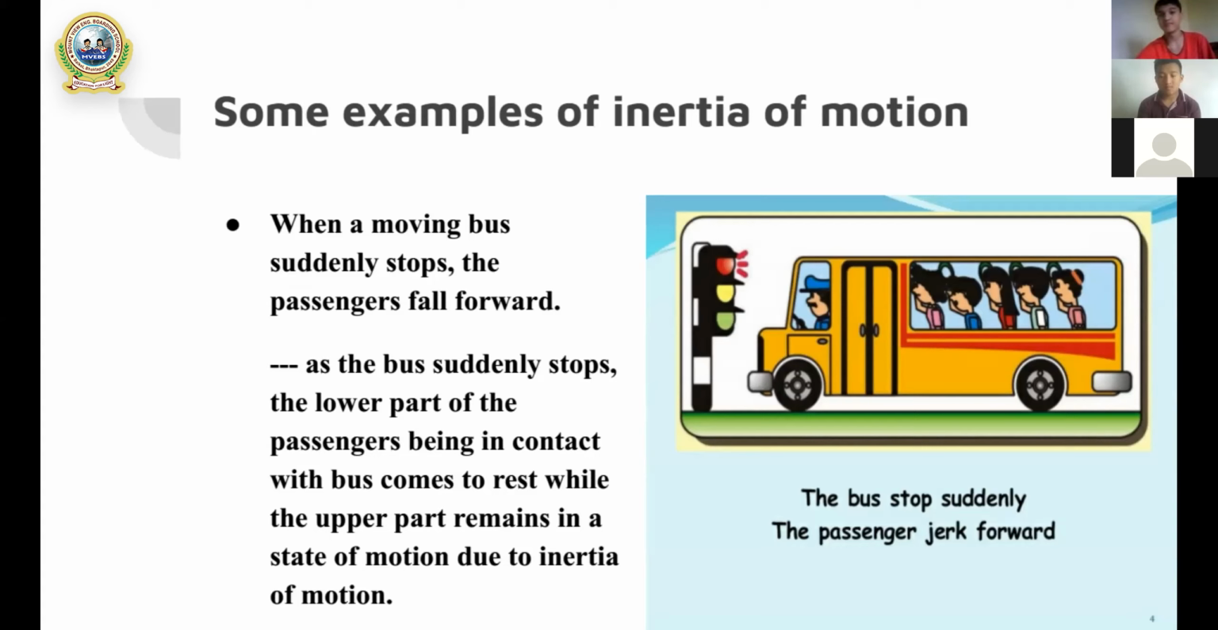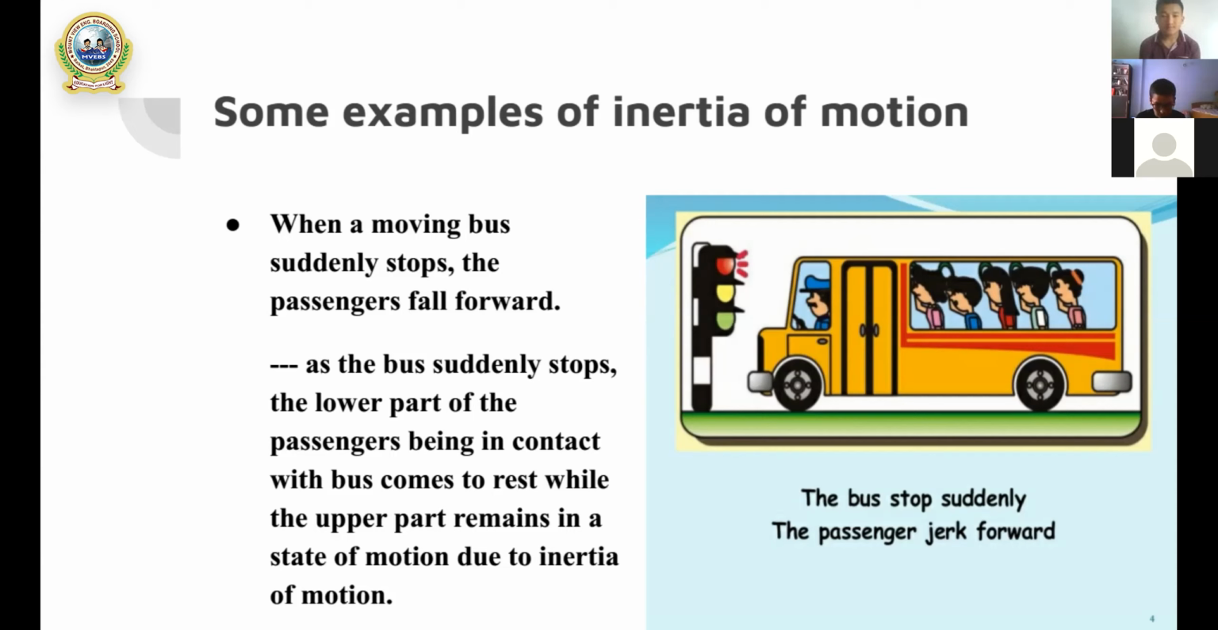When the brake is applied suddenly, all the passengers who are sitting on the seat or, let's say, standing, lean forward. This is because when the brake is applied, the force applied by the brake acts on the lower part of the body.